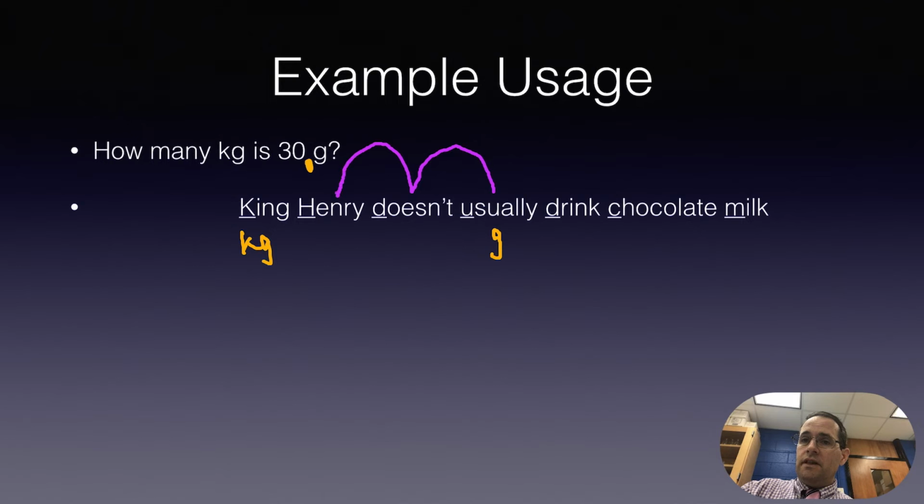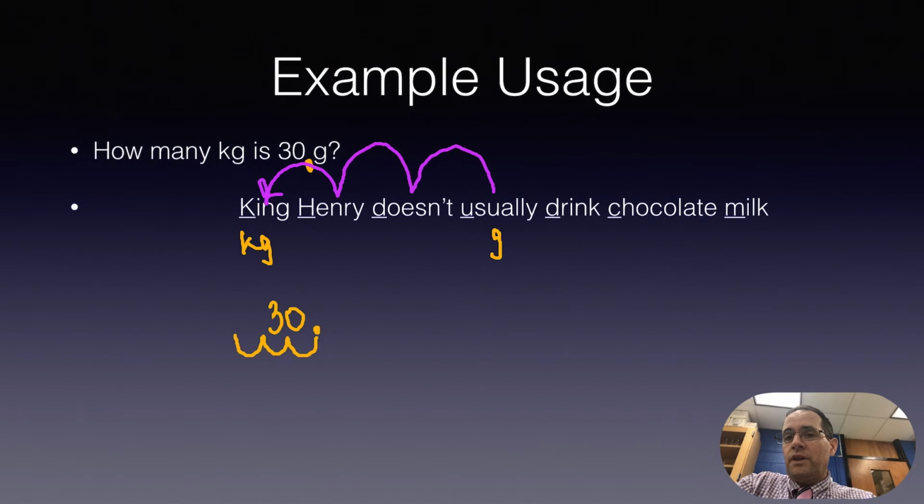Usually, doesn't, Henry, King, and stop there. We're moving the decimal place 3 to the left. So we're going to take the 30 with the decimal place, and we're going to move this 3 to the left. 1, 2, 3, and we're going to place the decimal place there. Now we fill in those spaces with zeros. I'll do it in a different color here.